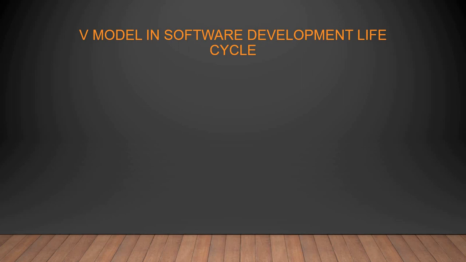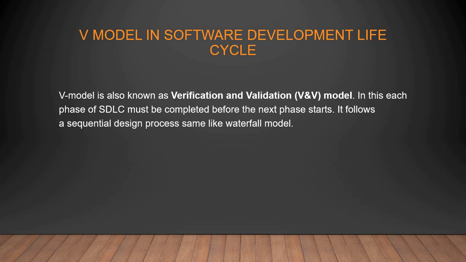This model came up to overcome the drawbacks of the waterfall model, and in this model testing starts from the requirement stage itself. If you don't know about waterfall model, I will suggest you to see the waterfall model tutorial first. So what is the definition of vModel? vModel is also known as verification and validation model. In this, each phase of SDLC must be completed before the next phase starts. It follows a sequential design process, same like waterfall model.